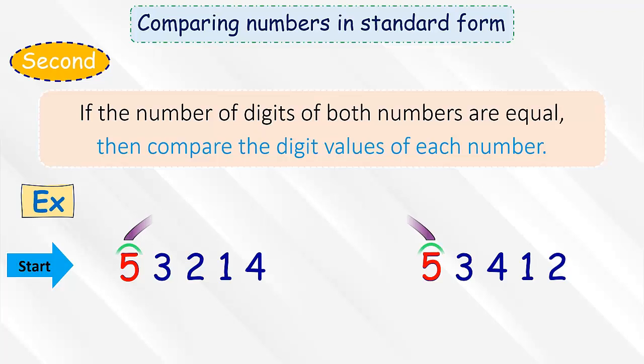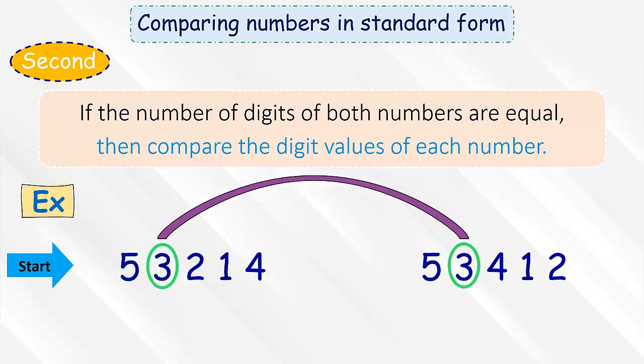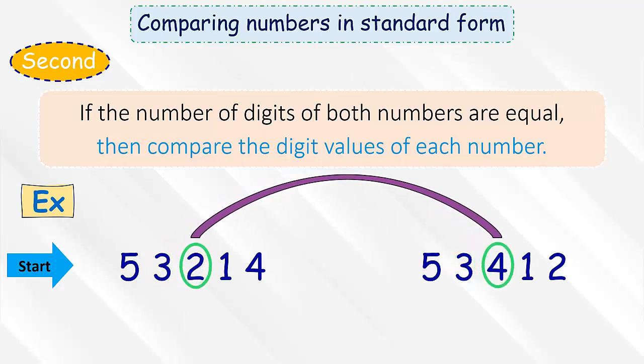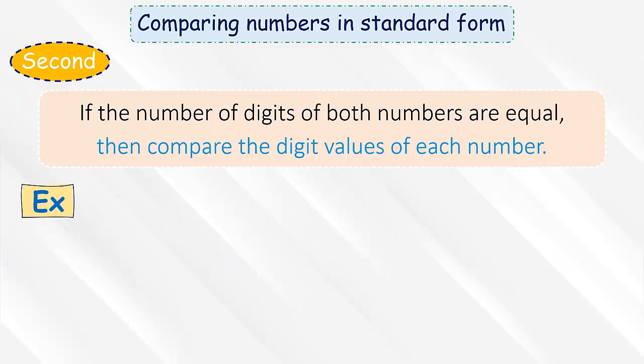Then we will find that the ten thousands digit in both numbers is 5, which means they are equal. So we compare the thousands digit. We will find that the thousands digits in both numbers are equal, and therefore we go to compare the hundreds digit, and we will find that the number 2 is smaller than the number 4. Therefore, the number 53,214 will be smaller than the number 53,412. Now let's see another example of this same case.